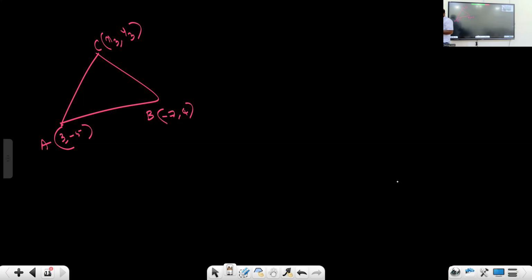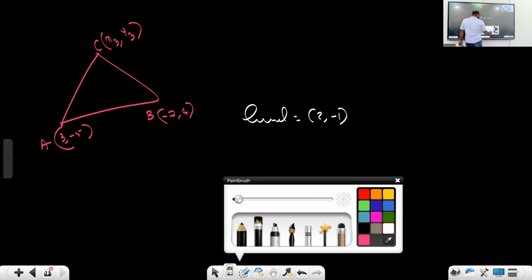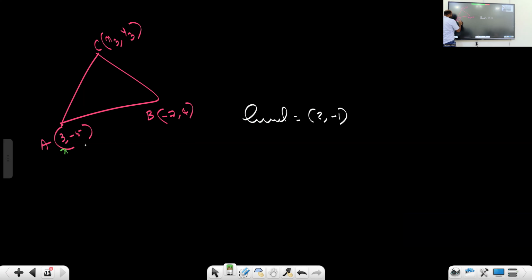Given that the centroid is equal to (2, -1). This is your x1, y1. This is your x2, y2. x3, y3 we already took. Centroid equal to (2, -1).